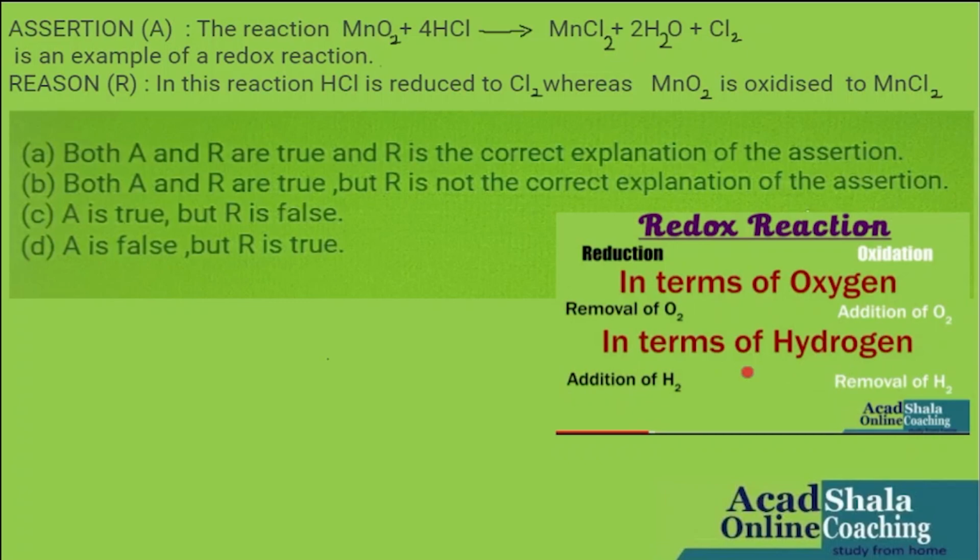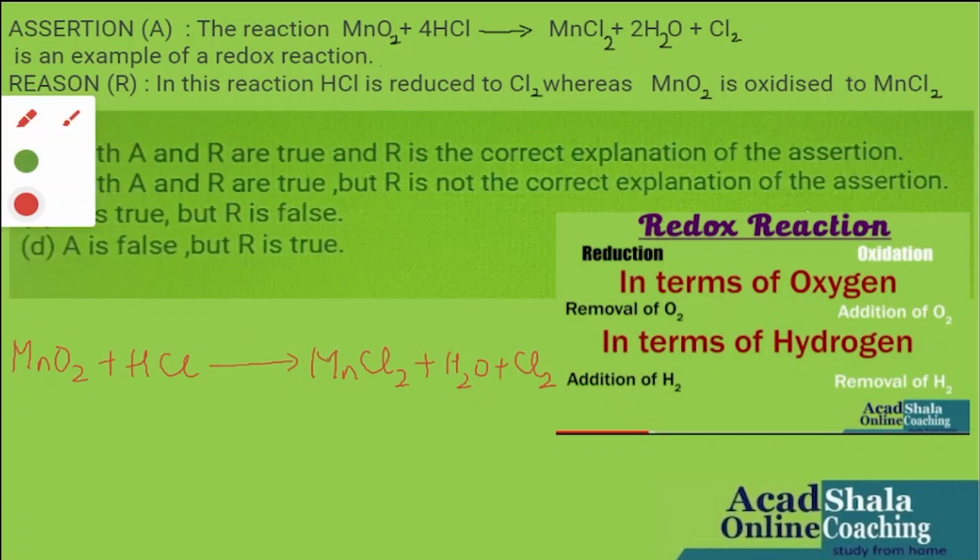So this thing I have to keep in mind before solving this question, which is really very important for me. Now if I see in this reaction, this HCl is oxidized to Cl2. Let me write the equation first. Once again, let me write it and then we will go for it. So that means MnO2 plus HCl gives MnCl2 plus H2O plus Cl2.